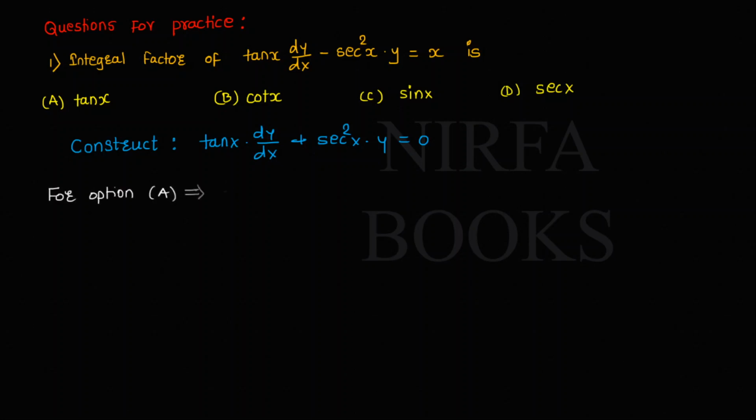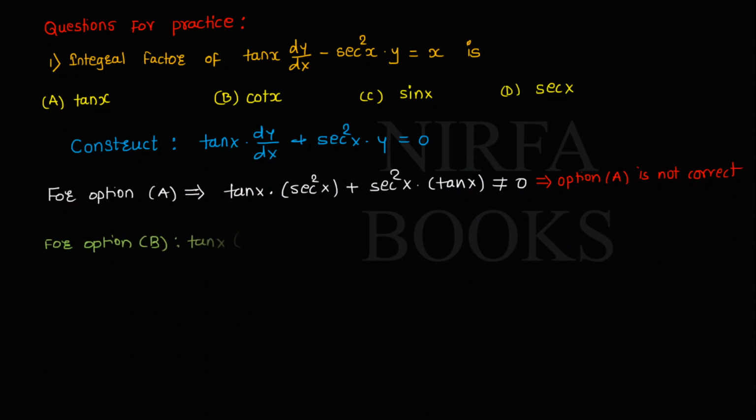So what will happen? For option A, tan x into the derivative of the first option, which is sec square x, plus sec square x, and y is nothing but our first option, that is tan x. But unfortunately the sum of these two terms will not become 0. Therefore option A does not satisfy this equality. Therefore option A is not integral factor of this differential equation. Now let us see what happens when we are considering option B.